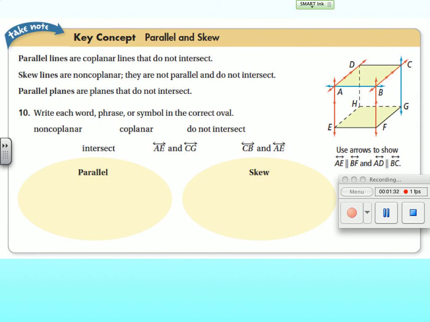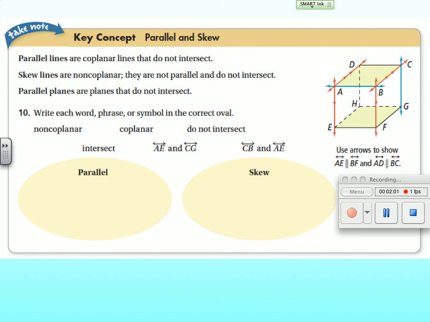Skew lines is a new concept. Skew lines are non-coplanar. That means they cannot be in the same plane. They are not parallel, and they do not intersect. So that's the only thing they share in common with parallel lines, is that they do not intersect. So in our drawing, I could say that line AE would be skew with line FG.